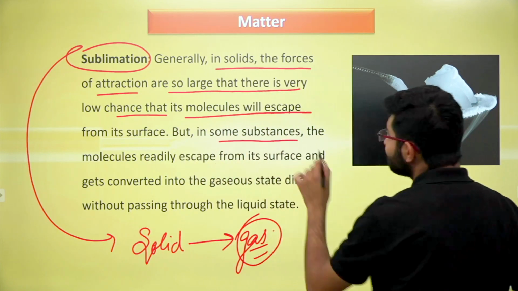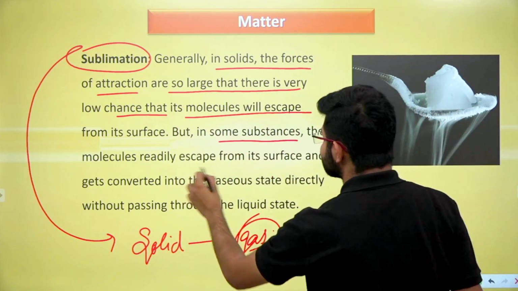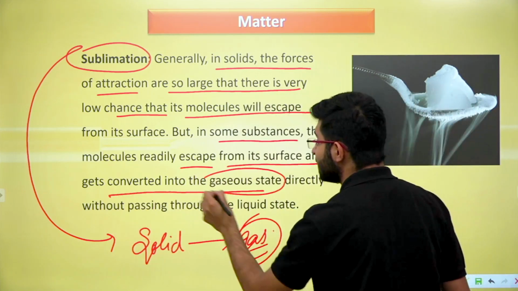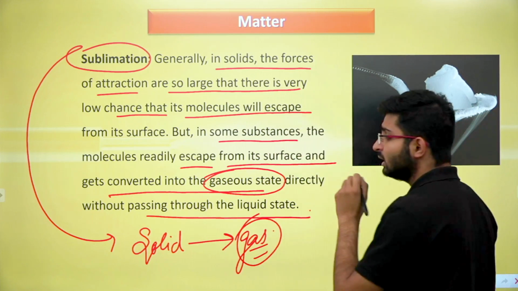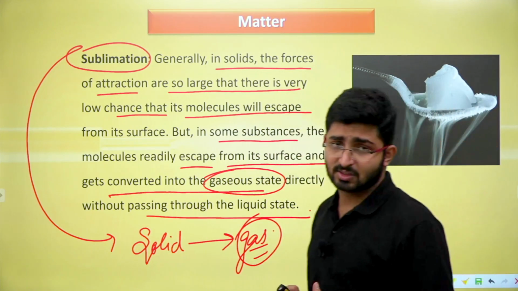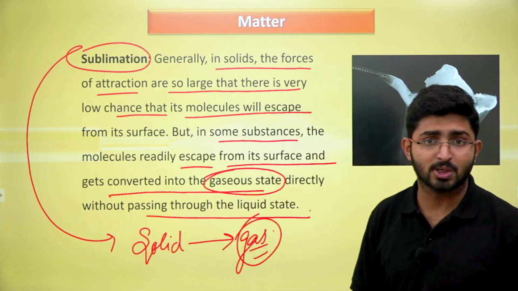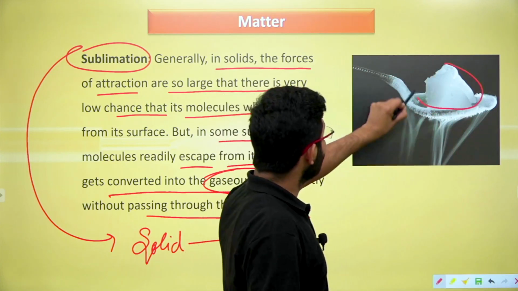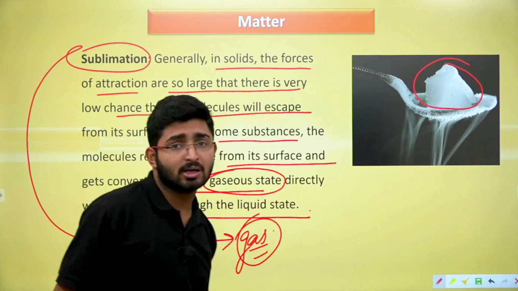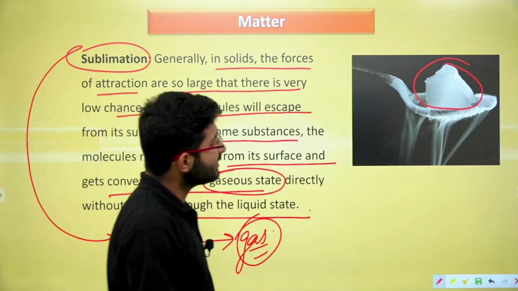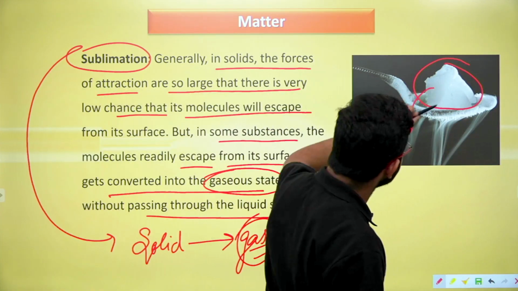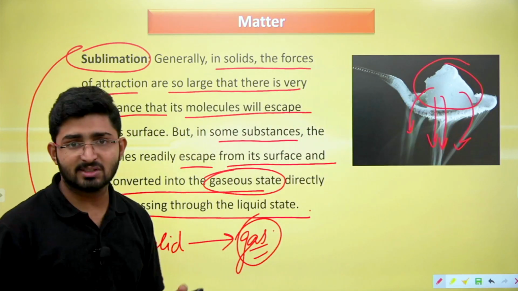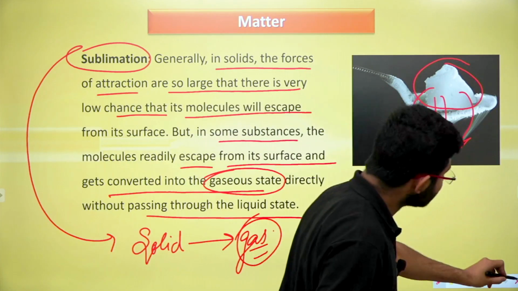But in some substances, the molecules readily escape from the surface and get converted into the gaseous state directly without passing through the liquid state. In some cases, we just observe this type of conversion, and this is also happening here. You can see here that this is dry ice, and when the dry ice comes in contact with the atmosphere, it changes itself directly into the gaseous form. It is in solid form and it is changing itself into the gaseous form, right? So this is sublimation.